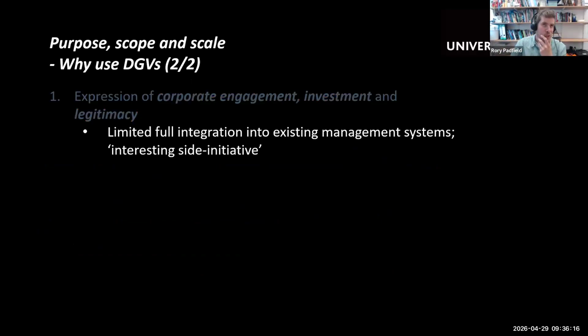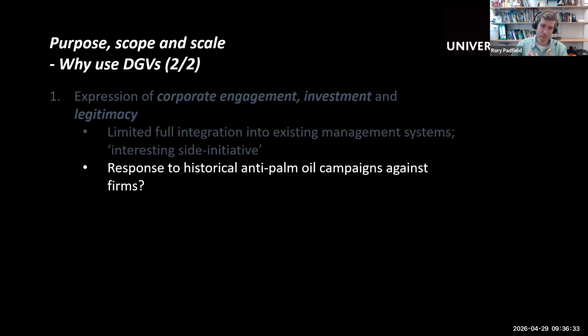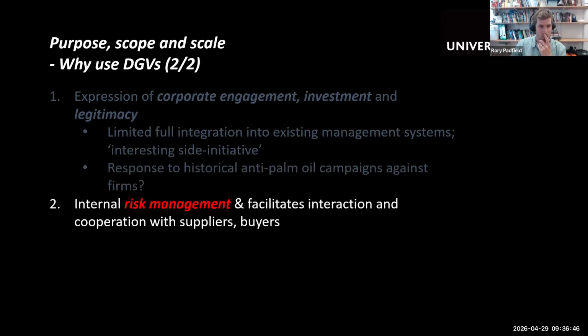However, when you kind of dig down a little bit, you see that these tools aren't integrated very well within existing management systems. They're effectively kind of interesting side projects. They are not driving change. They're very much kind of bolt on the side. And as I mentioned, it begs the question: are they then a response to these historical campaigns against the firms? That's a question mark there. We didn't have anything conclusive on that, but it was raised through the interviews.